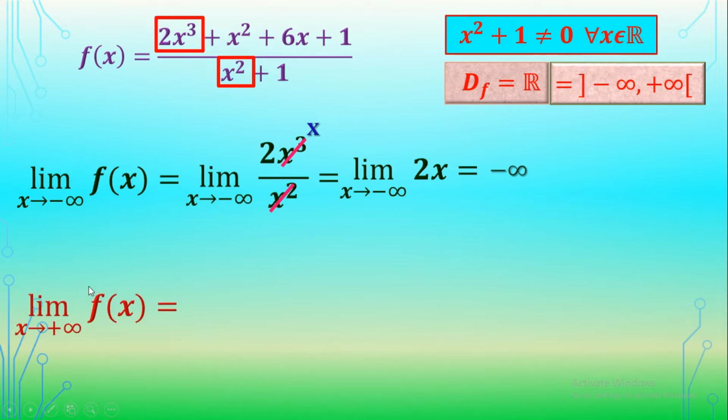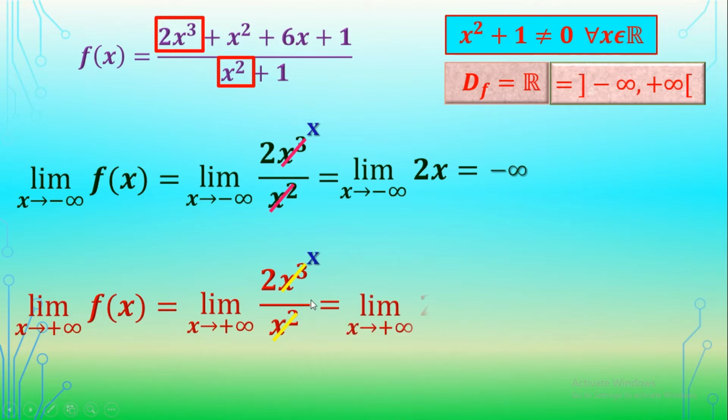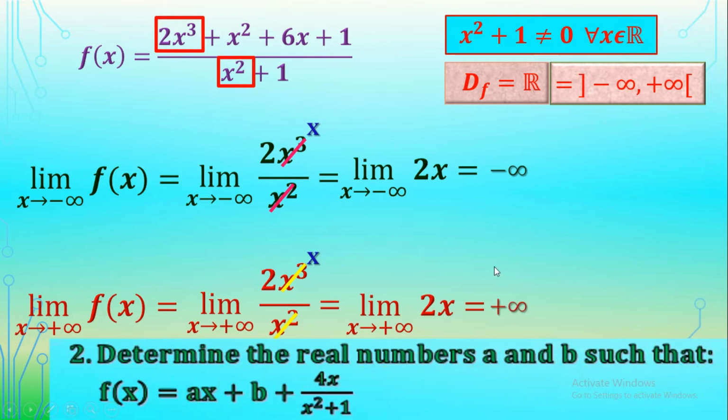The same for limit for f of x as x tends to plus infinity. We take the highest degrees for x on each of the numerator and denominator. So it's equal to limit as x tends to plus infinity for 2x cubed over x squared. Also, we can simplify x cubed by x squared to get x, then its limit for 2x. When x tends to plus infinity, sure 2x will tend to plus infinity.